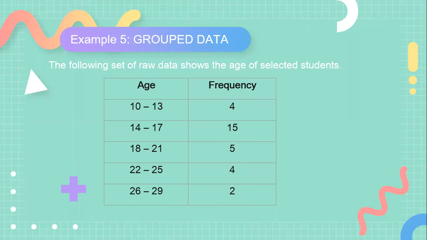Now, we have here example number 5 for grouped data. The following set of raw data shows the age of selected students. So, we have here the age and the frequency. For age, we have 10 to 13, 14 to 17, 18 to 21, 22 to 25, 26 to 29. For frequencies, 4, 15, 5, 4, and 2.